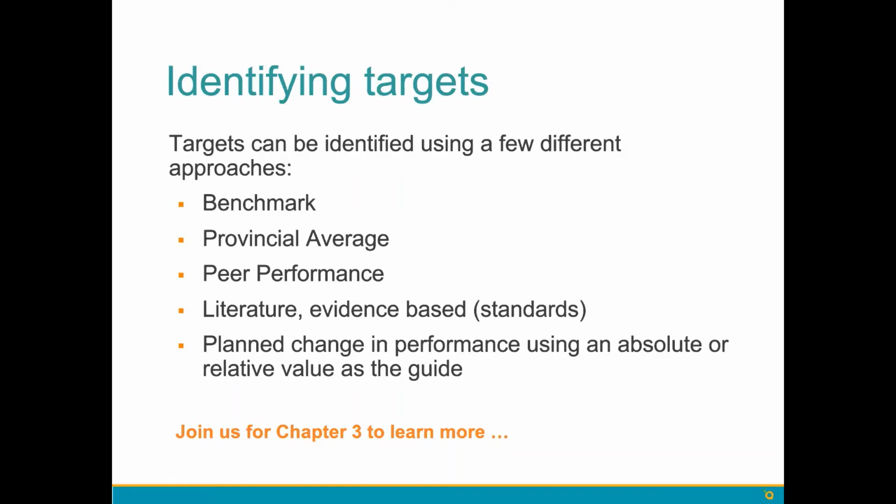Sometimes there are standards and lessons from literature or evidence-based research and studies that have been done, and those are a great place to get information. And Ontario Health has all kinds of standards, and many of those are mental health related and might be useful for you. And then plan change and performance using an absolute or a relative value. So I'm going to tease you with those words, absolute and relative, and then we're going to talk about those on November 13th. So join us.